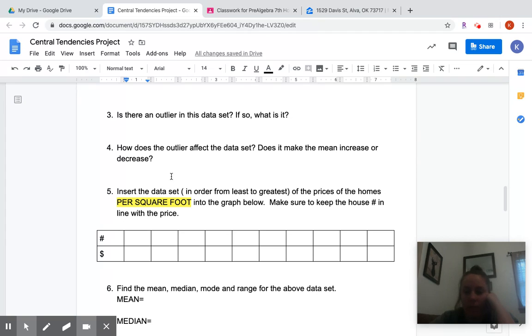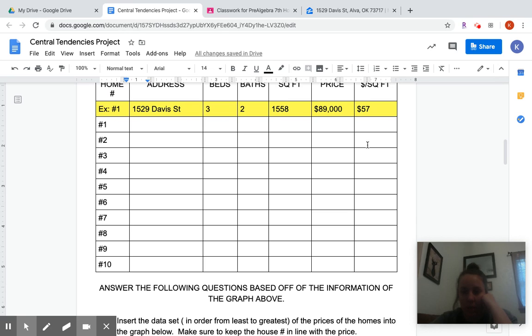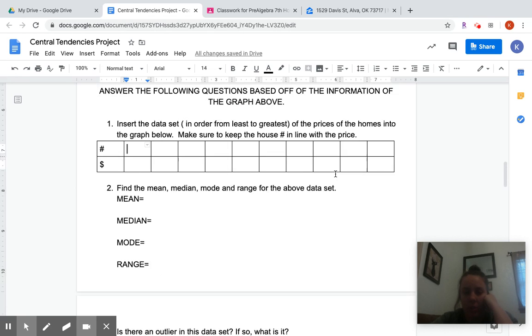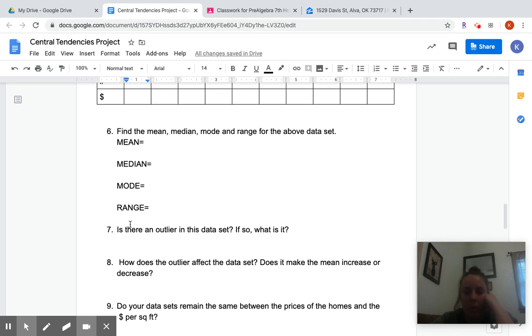Okay, so then number 5 says that we're going to insert in our data set from least to greatest the prices of home per square foot. So now, instead of looking at my price, I'm going to look at price per square foot. And I'm going to do the same thing. I'm going to have home number 1 is how much? Home number 2, how much? Okay. So you're going to do the same thing, and then you're going to rework all of it.